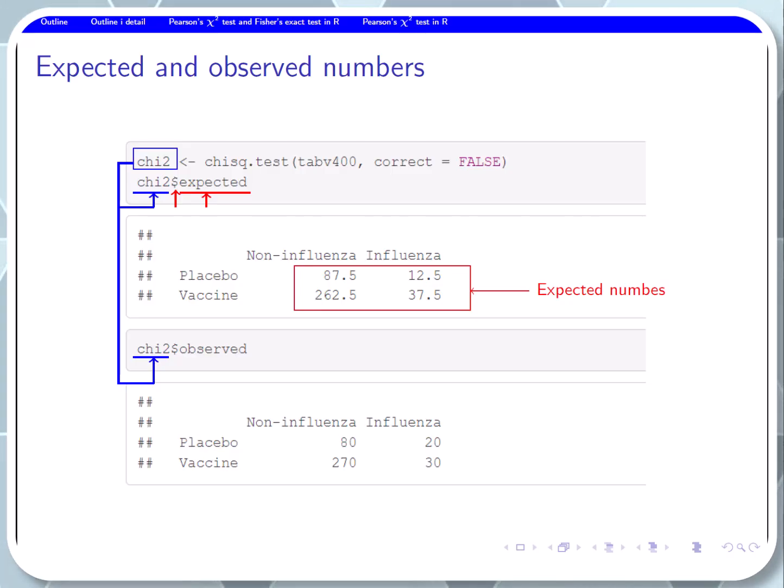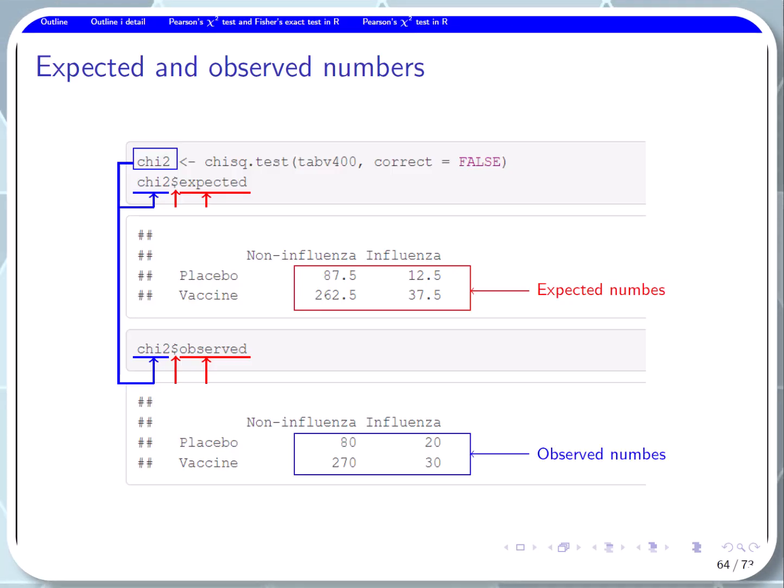CHI2 in the third box is the same name as in the first box. The $ sign extracts a specific part of the output. Observed extracts the observed numbers from the output. Table in the fourth box displays the observed numbers in the Pearson's chi-square test.